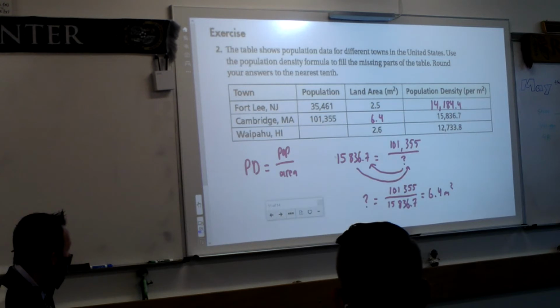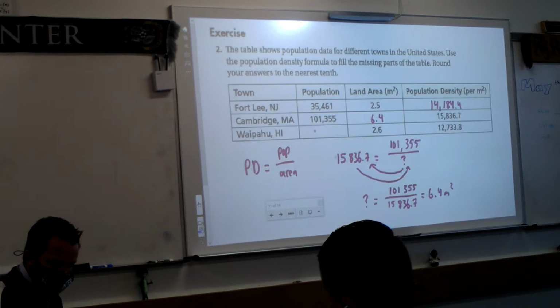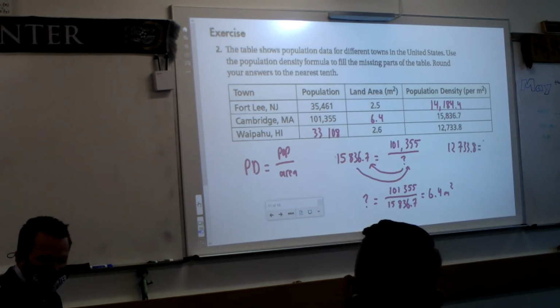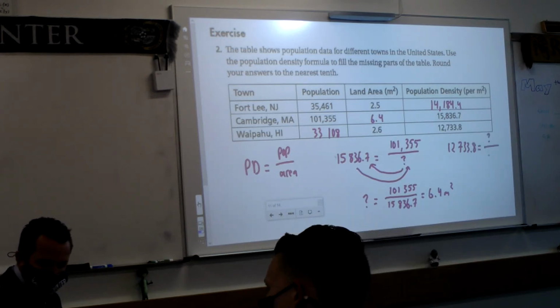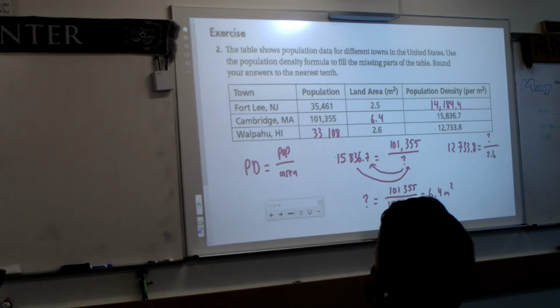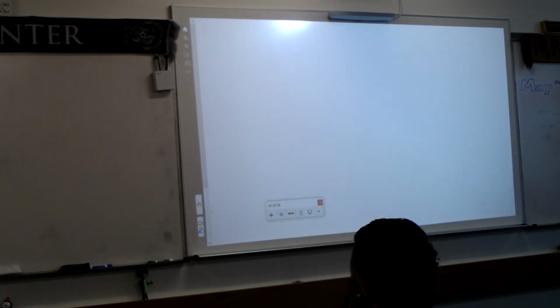Chloe, what about for Hawaii? What'd you do there? And what did you get? That should make sense, guys, because again, we'd say the population density, that was 12,733.8, is equal to, we don't know the population, but we know the area is 2.6, so that's why she just multiplied it. Like that. Can you guys do problems like that? Alright, great. Okay, we are going to do 2 more problems and we're done.